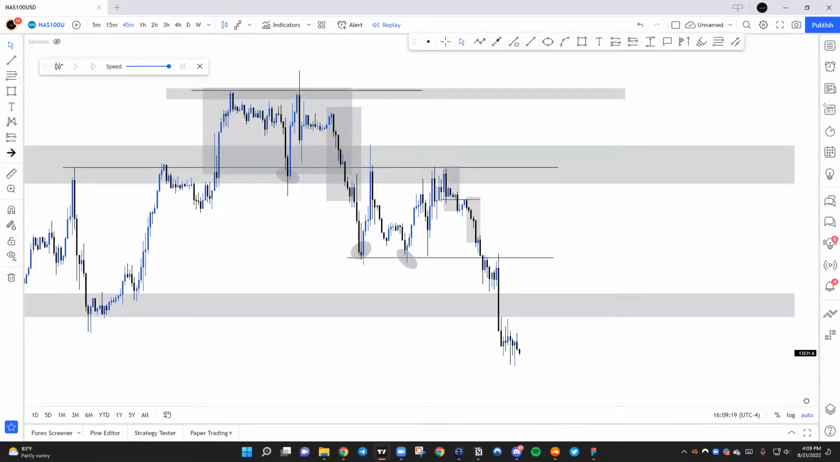Trades I'm looking to catch, still nothing really. Just still in Nas. I might even close honestly, because my last two entries are at the bottom. I don't really like that.